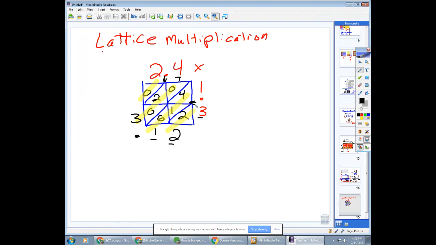Let me do another example and see. I never thought about that before. That's a good question. Let's try using just a couple more digits. Suppose we had 2.56 times 3.4. So if we were going to lattice this sucker, we'll use a different color when the decimal comes down.